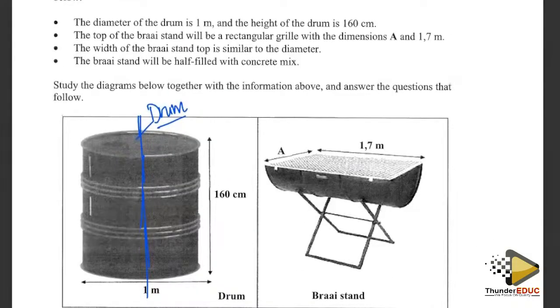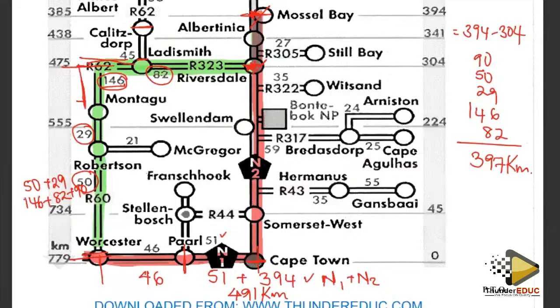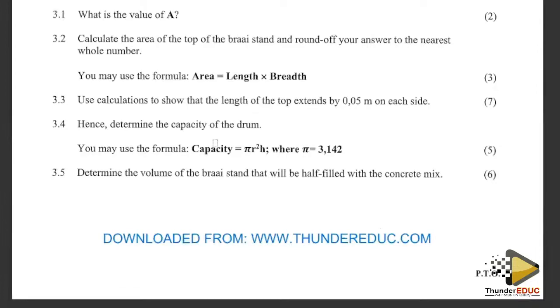Remember up here they have told you the value of A, the dimension. We are looking at A, and they say the width of the braai stand is similar to the diameter. So the width, which is the A, because the length is 1.7. The length is 1.7. What about the width, which is here, which is the A? So we shall say our A will equal 1 meter.